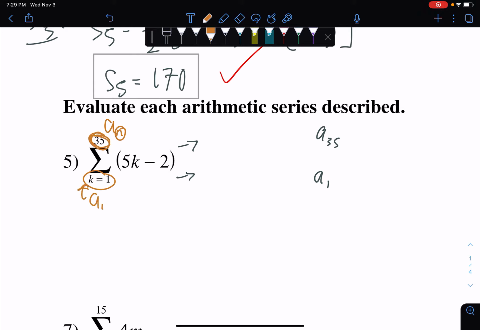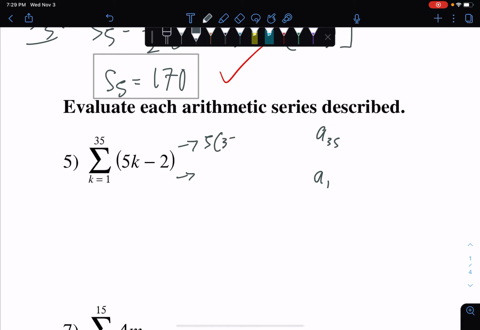This can never change. The n above can change. It could not be 35 all the time. It could be any number. But a sub 1 will always be a sub 1. K will always be equal to 1 below the sigma symbol. So yeah, let's move on. 5k, this is k, okay. K is equal to 35 for a sub n.